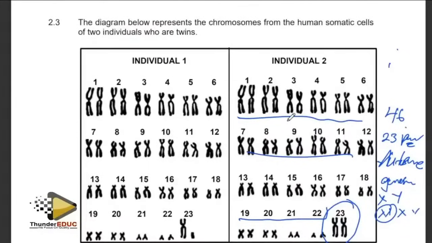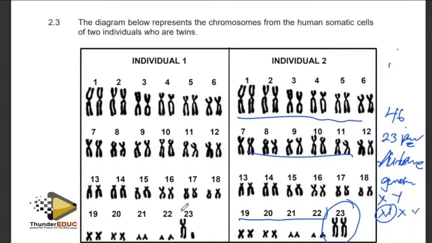It's made up of 23 pairs. Pair number 1 to pair number 22 is called autosome. The 23rd pair is called a gonosome. Each pair of chromosomes has a different size. The 23rd pair is made up of X and Y; if X and X meet, the individual is a female; if X and Y meet, the individual is a male. That's how you describe it. Now, what if they bring a karyotype like this and ask you which one is a male and which one is a female? Check. This is short, two of them are long. Therefore this one is a male, this one is a female. Give a reason for your answer.